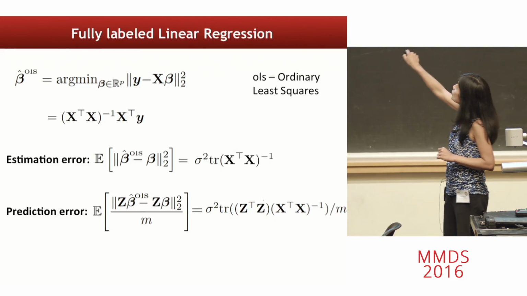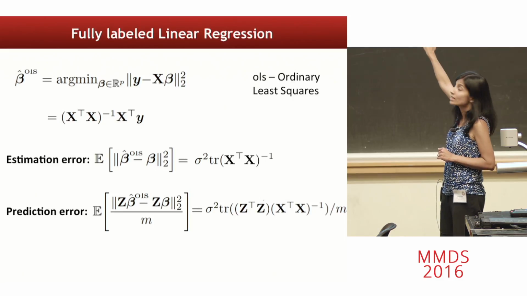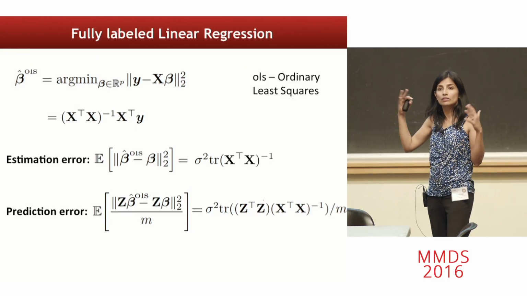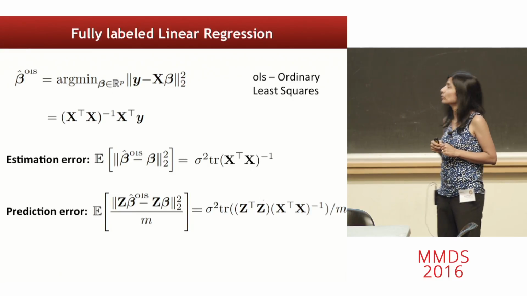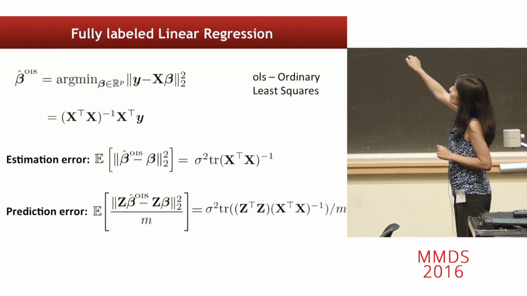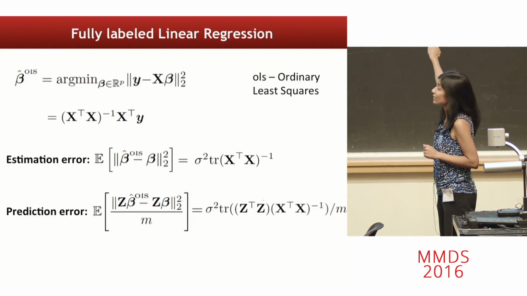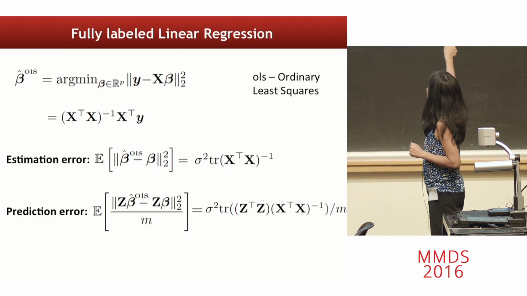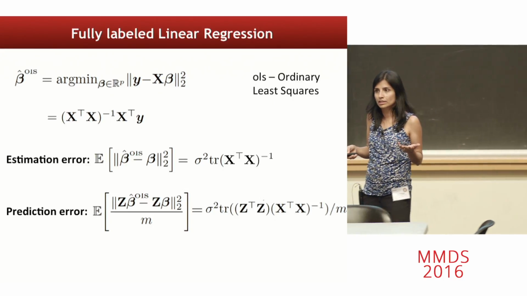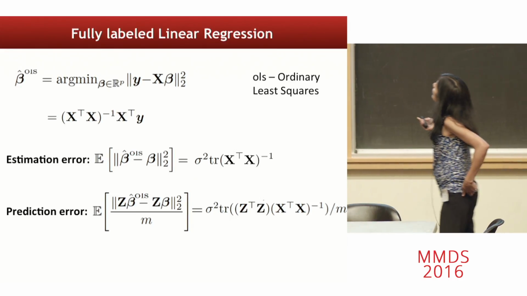And if you look at its estimation error, under this linear model, it looks like this: sigma squared, the noise variance, times the trace of (x transpose x) inverse, where x is my design matrix or set of data points, the n by p matrix. And the prediction error of the OLS solution for some z is given as sigma squared times the trace of z transpose z times (x transpose x) inverse, z being my test points and x being my training points, divided by m, where m was the number of test data points z. Okay, so this is all known. It's the standard OLS solution.